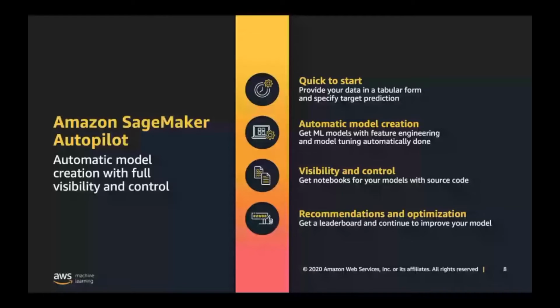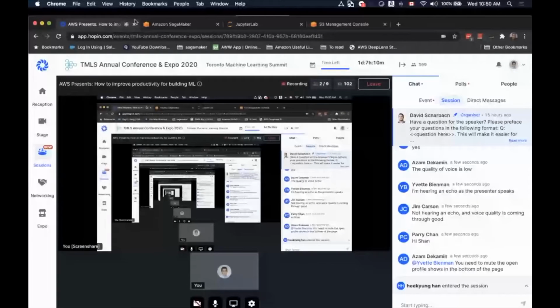Let me quickly jump into a demo and show you what SageMaker Autopilot looks like. I hope you can see my screen. So if you go to AWS and select SageMaker, you can see this console, right? And many of the features of SageMaker appear on the left side. One of the features is Amazon SageMaker Studio.